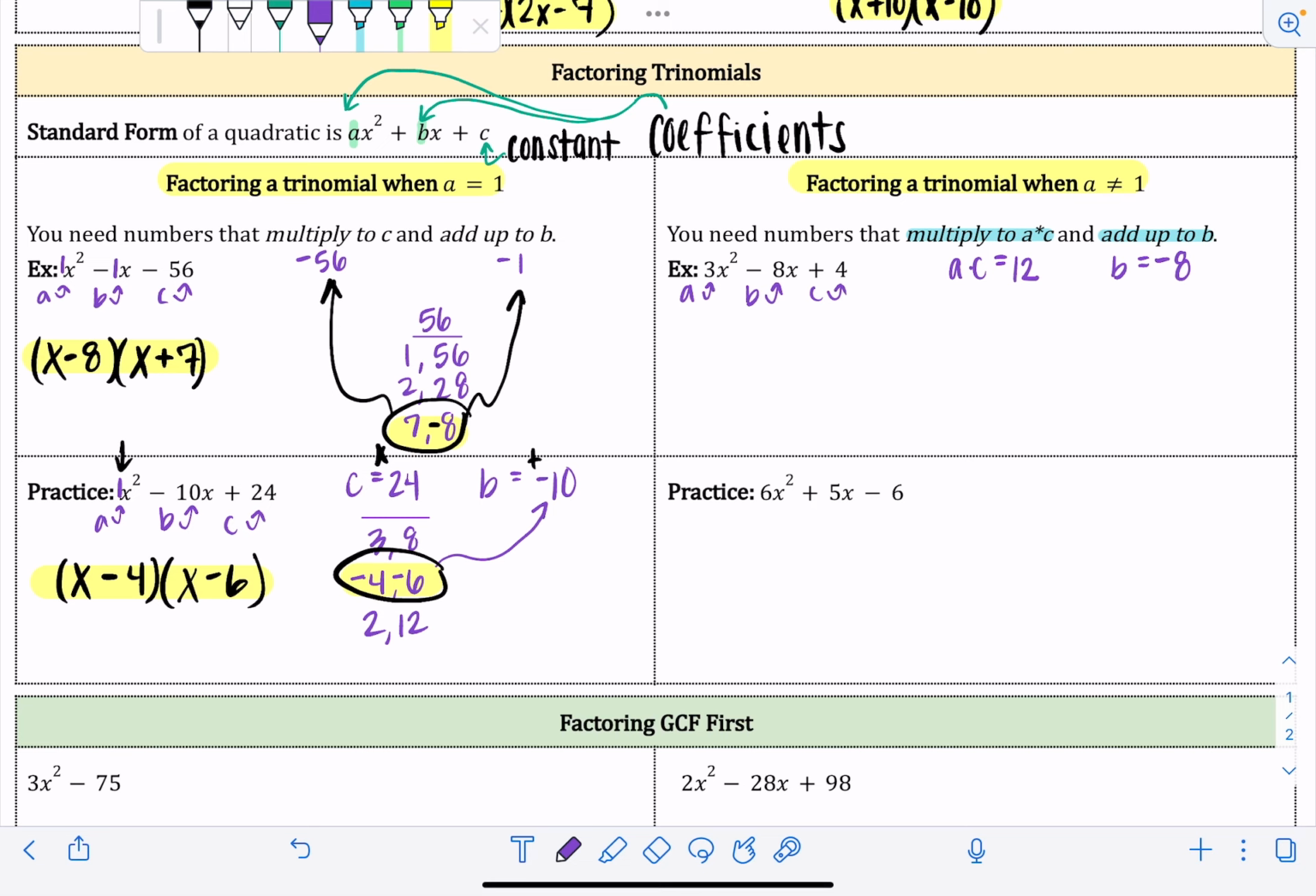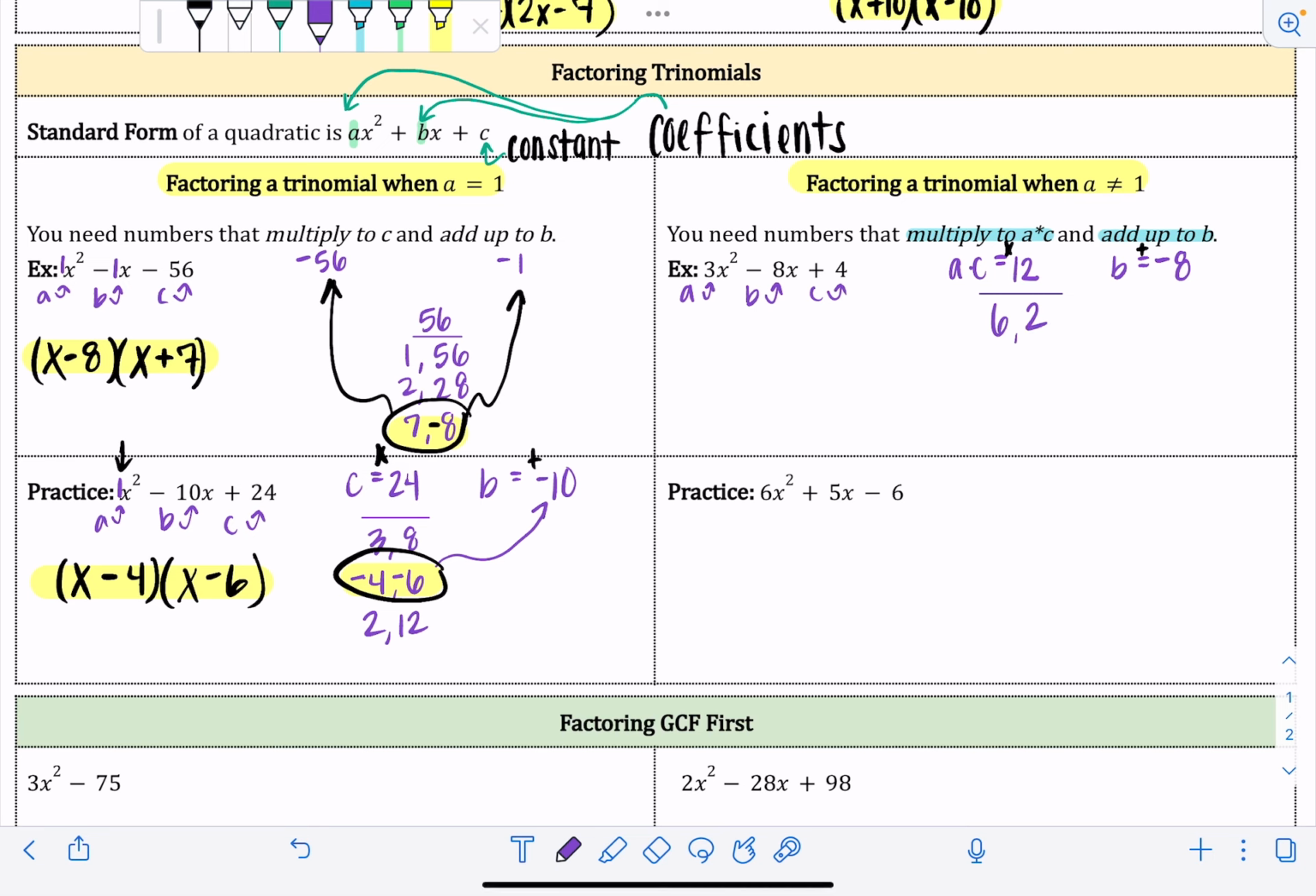So I need numbers that multiply to 12 but add up to negative 8. Off the top of my head, for multiplying to 12, they would have to be both positive or both negative since they're multiplying to a positive number. So I can use 4 and... why am I blanking? I can use 6 and 2.